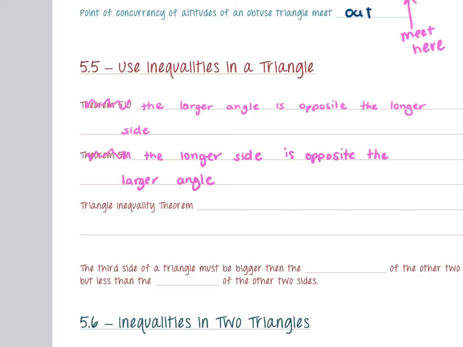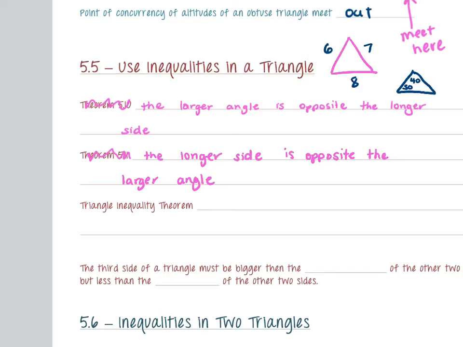So basically, if I gave you a triangle and side lengths, you should be able to put the angles in order. And if I gave you a triangle and angles, and you only have to have two this time, you should be able to put the sides in order. Those are the only things you have to do there. Those should be super easy.